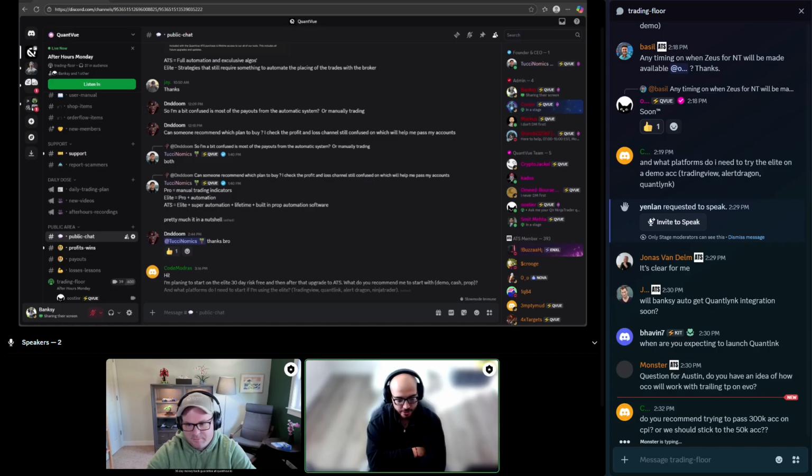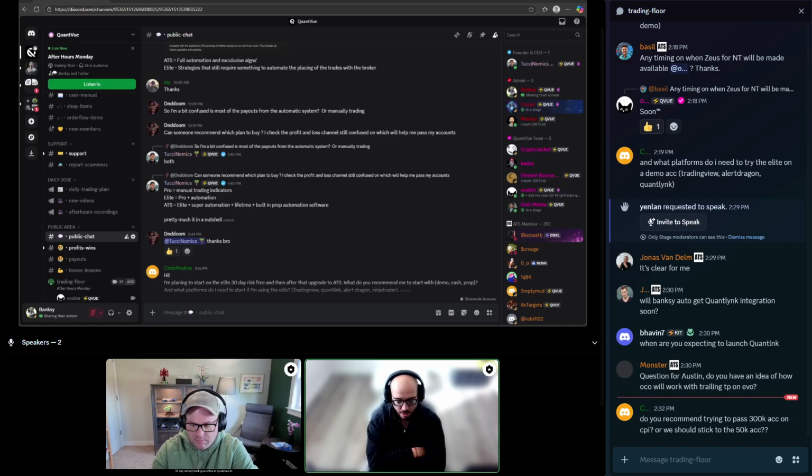Code Modress said, "Do you recommend trying to pass 300K on CPI or shoot?" When it comes to passing CPI strategies or passing accounts for CPI, this is what I'll say. 50K accounts are much easier to pass, but harder to keep as a funded account. 300K accounts are much more difficult to pass, but easier to keep as a funded account.